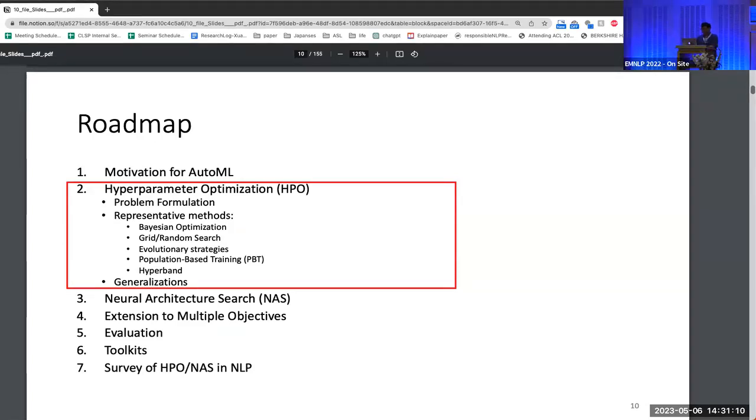Cool. In this section, we'll talk about what actually is hyperparameter optimization, and we'll go over some representative methods of HPO, and then conclude this section with some generalizations. This section takes about 1 hour.